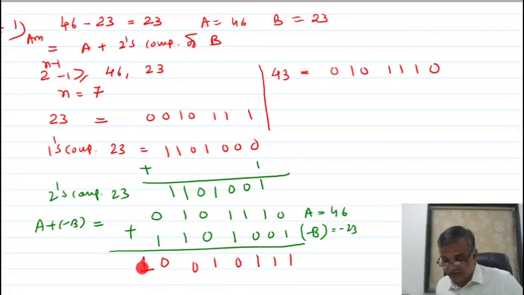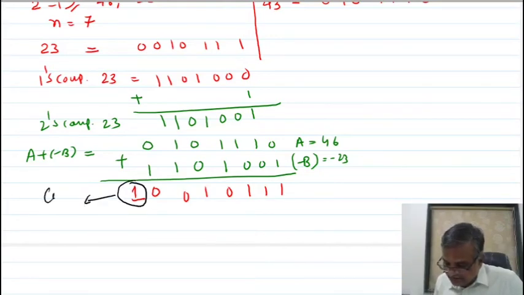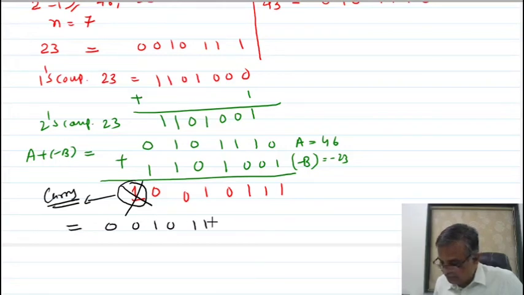Plus 1, add. This is plus 1 here. So 8 bits are there. 8 bits. So this is called carry, and you have to discard the carry. Now the final result is 0, 0, 1, 0, 1, 1, 1.